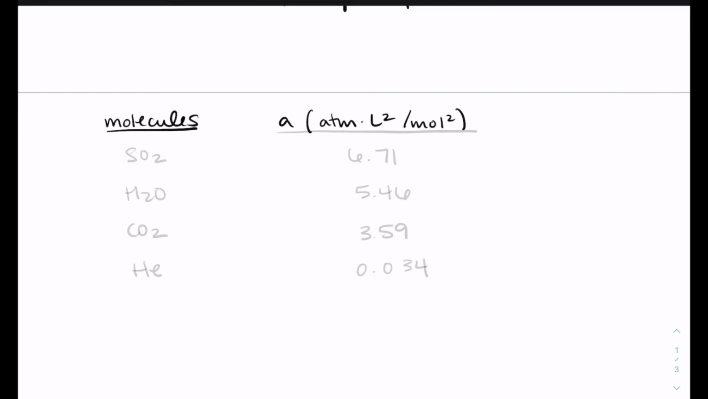Water, the a constant is 5.46. So whatever is going on in SO2, those molecules like to stick to each other more than the water molecules do. I think this is what this is telling us. Carbon dioxide, 3.59. And just so that you can see, this is really a big range. Helium, 0.034, right? And helium was something that we saw behaved pretty much ideally. And you can see that reflected in this constant that is not going to take it very far from its ideal value.